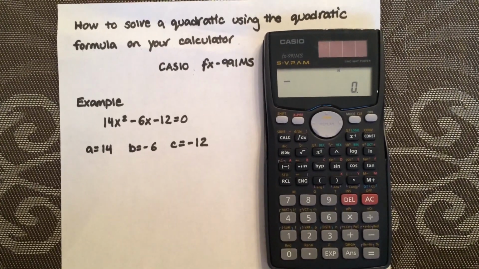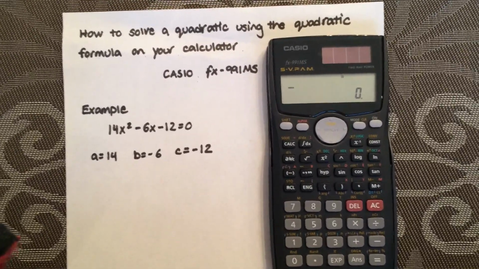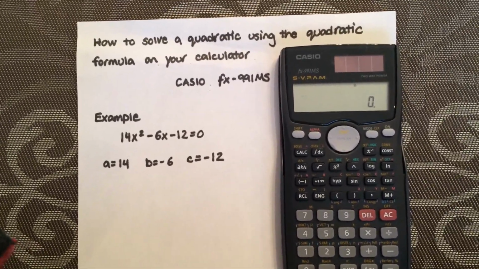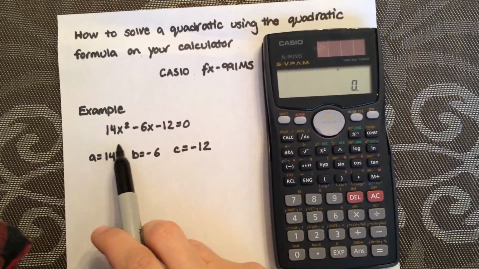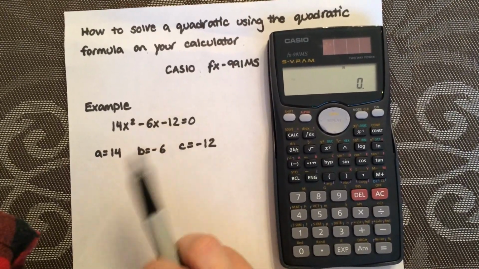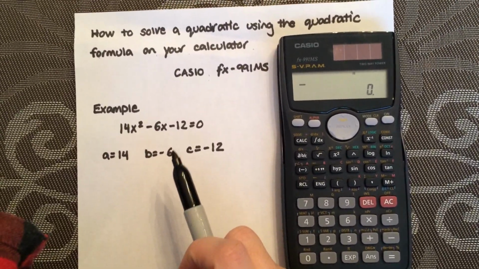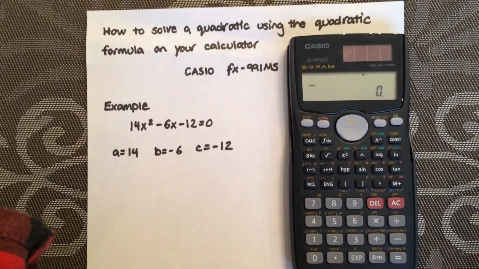How to solve a quadratic using the quadratic formula on your calculator using the Casio Fx-991MS. The example we're going to show you today is 14x squared minus 6x minus 12 equals 0. So A in this case is 14, B is negative 6, and C is negative 12.